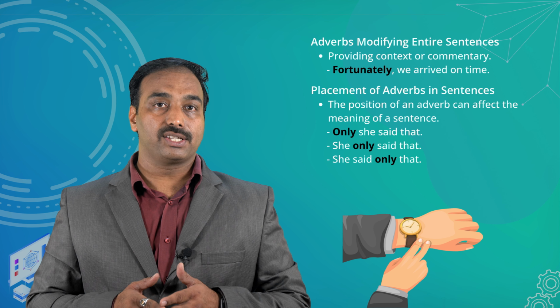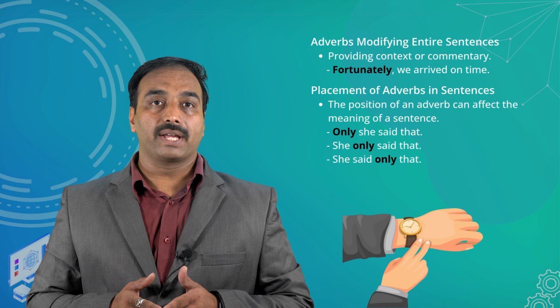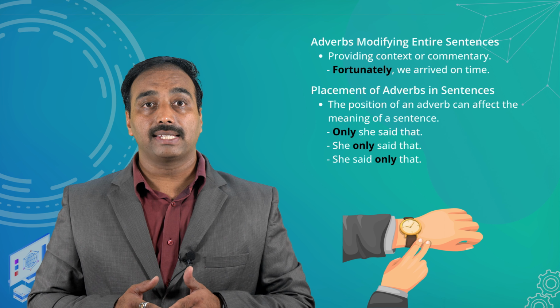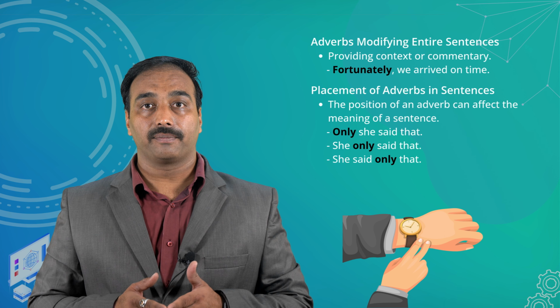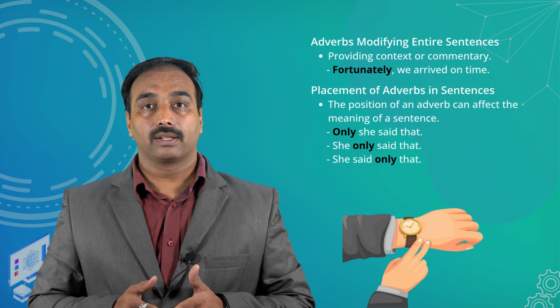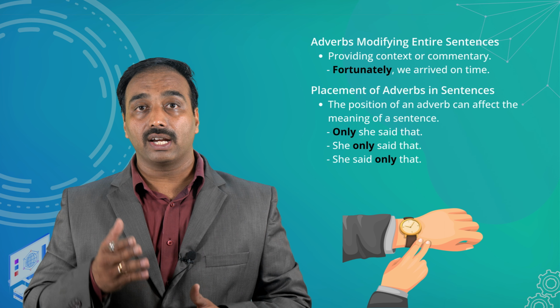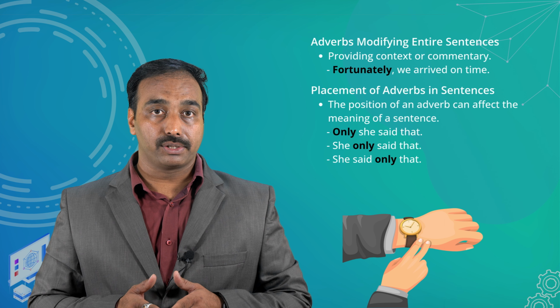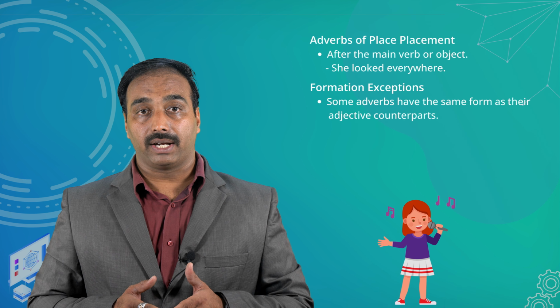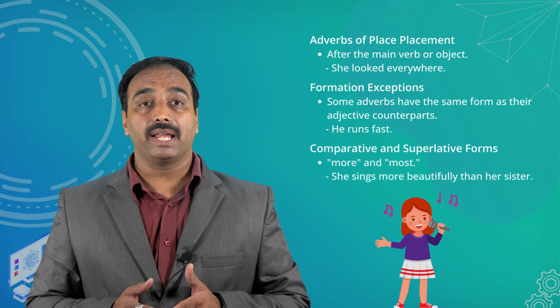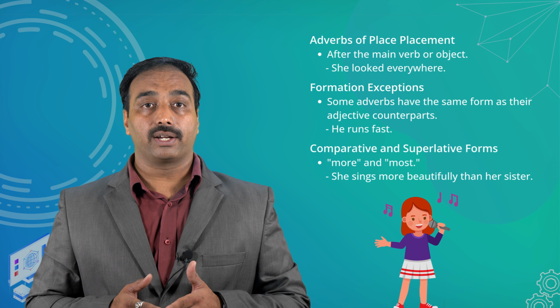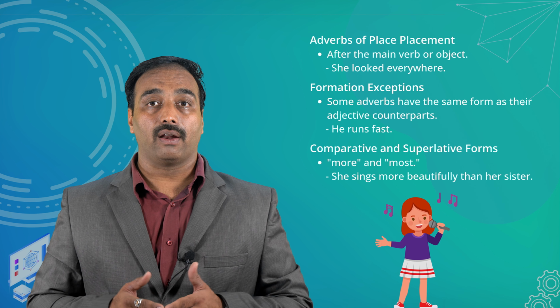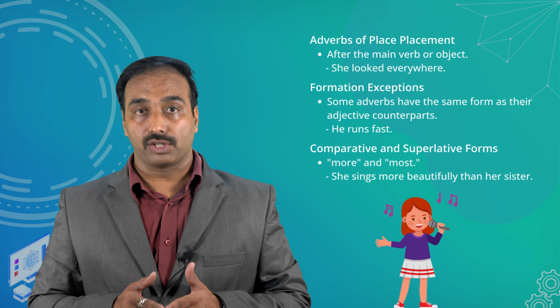Placement of adverbs in sentences. The position of an adverb can affect the meaning of a sentence. Example: only she said that. She only said that. She said only that. Look at the difference in meaning in these three examples. Adverbs of place, placement. Adverbs of place are generally placed after the main verb or object. Example: she looked everywhere.